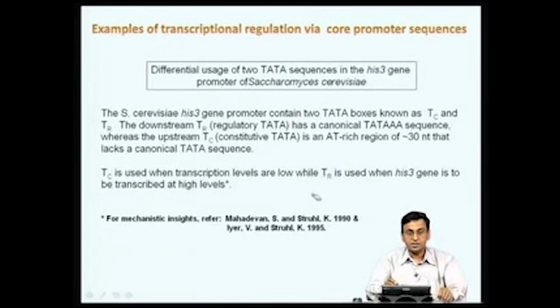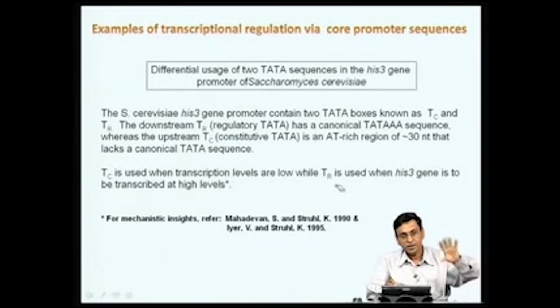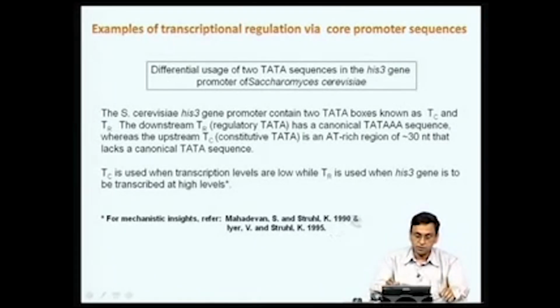Now, what is very interesting is that when the yeast cells do not have to make amino acids, and the His3 gene need not be transcribed at high levels, the TC is used, when this gene has to be transcribed at very low levels. Whereas the TR, or the regulatory TATA sequence, is actually used when the His3 gene has to be transcribed at very high levels. These are the two original papers in which this particular study was carried out.